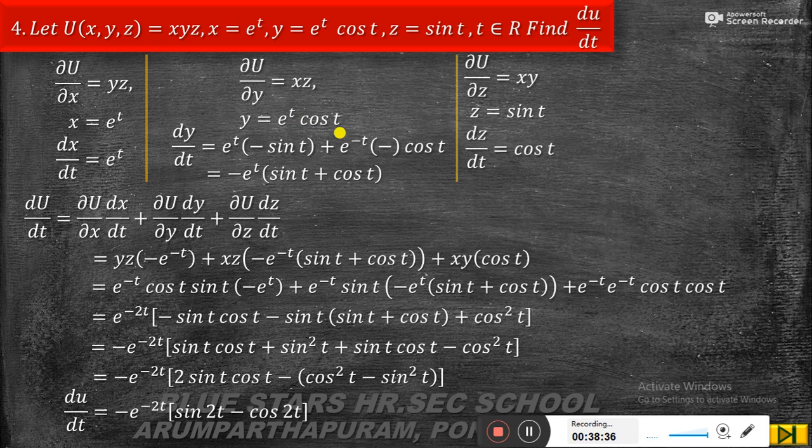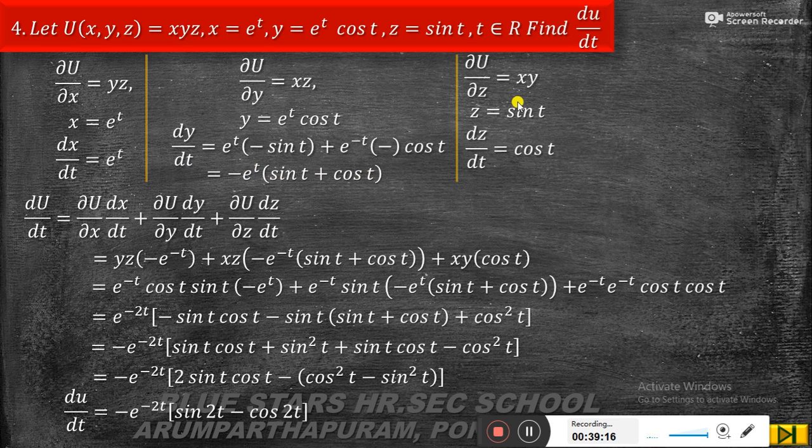Next, y equals e^(-t) cos t. Therefore dy/dt: I write e^(-t), and the derivative of cos t is minus sin t, plus next cos t. The derivative of e^(-t) is e^(-t) into the derivative of the power, and differentiating minus t gives minus 1. So our answer has e^(-t) in both terms, so I take minus e^(-t) outside: minus e^(-t) into (sin t plus cos t). So dy/dt equals minus e^(-t)(sin t plus cos t).